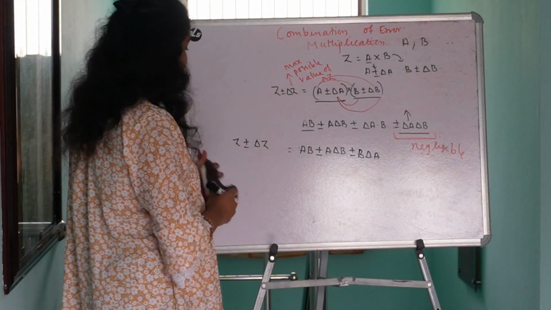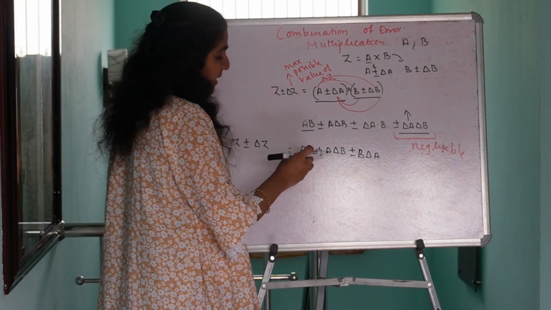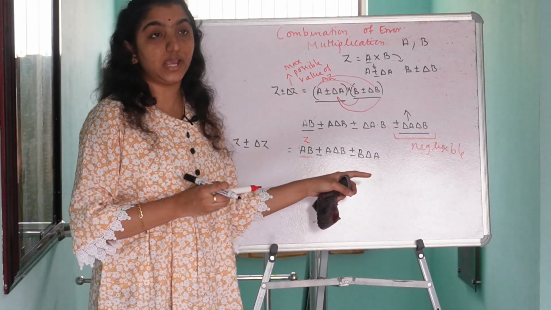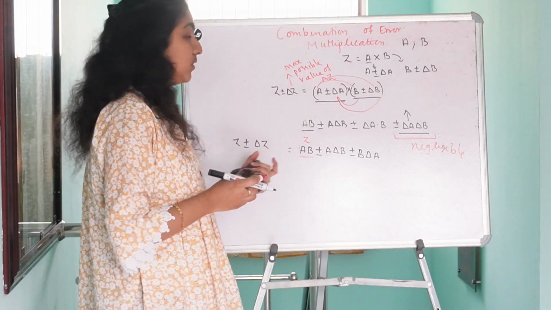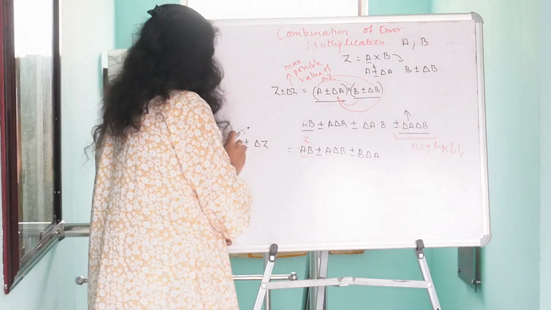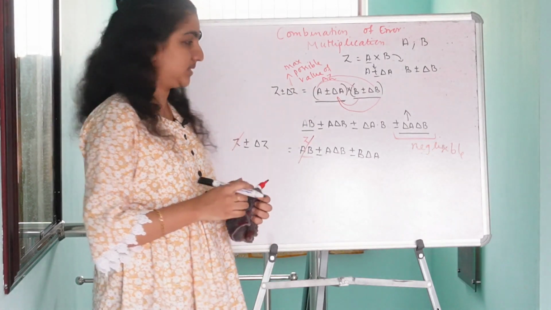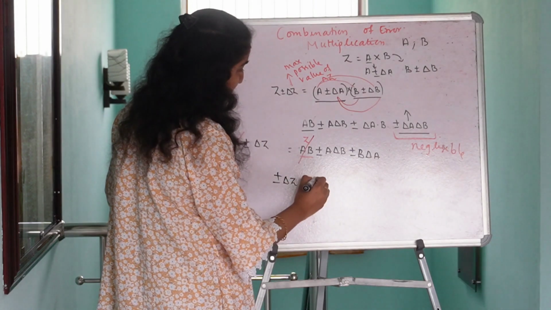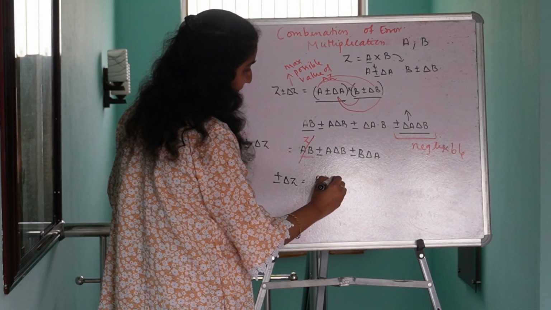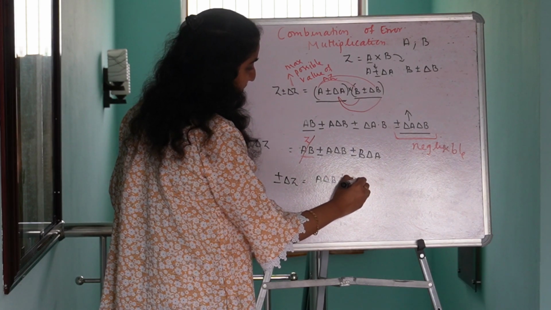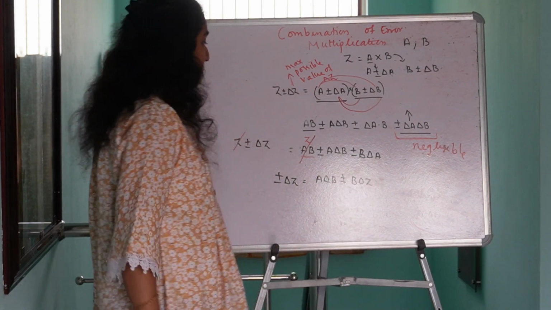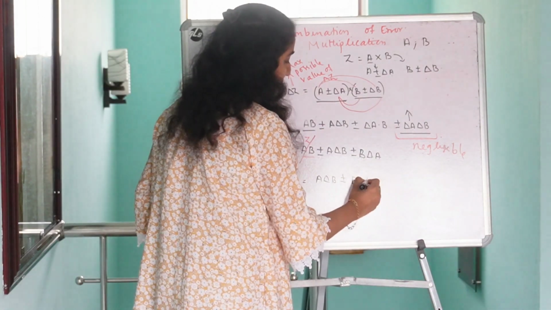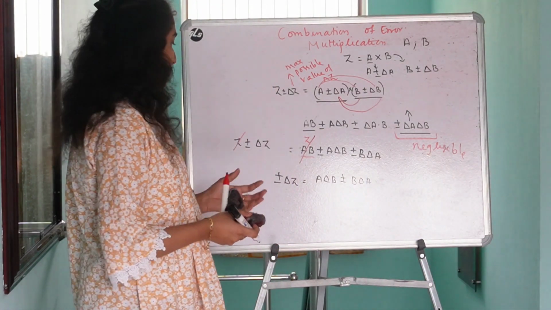Is it clear, guys? Now we know AB is equal to Z. If we have the same terms with the same sign on both sides of the equation, we can cancel those two terms. So thus we got plus or minus del Z is equal to plus or minus A del B plus or minus B del A. Not del Z, del A.